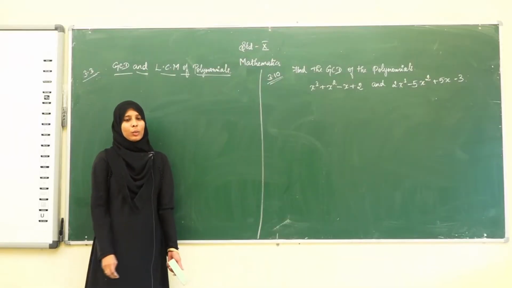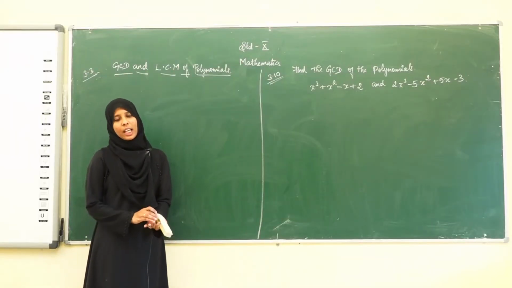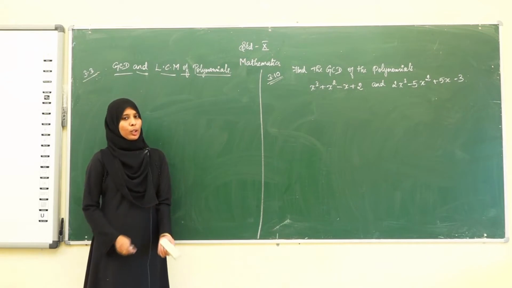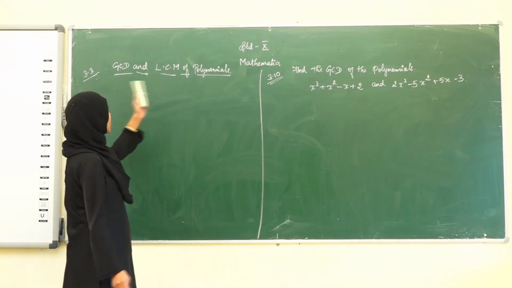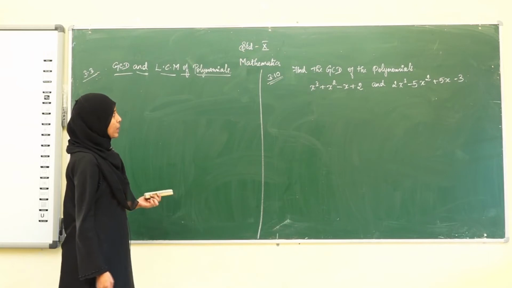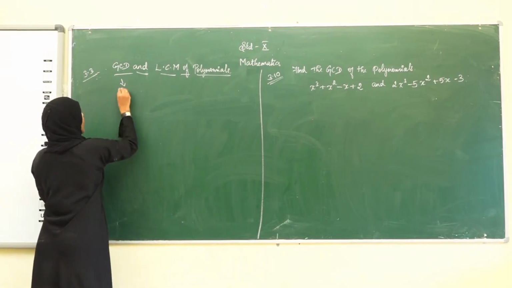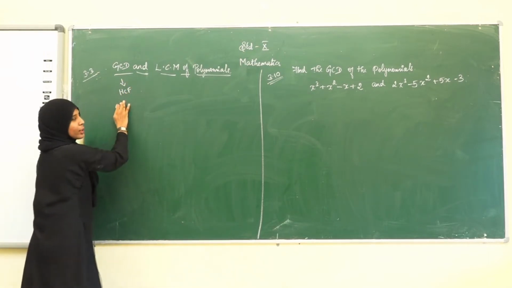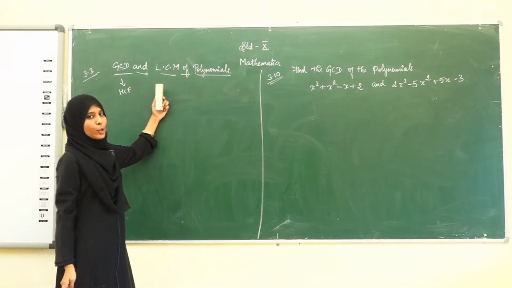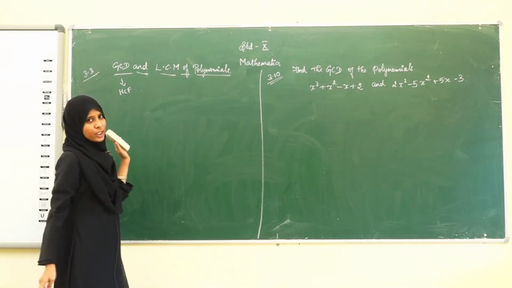Hello everyone, welcome all. Today we are going to see about the LCM and GCD of polynomials. That is GCD and LCM. What is GCD? It is the greatest common divisor, which is also called HCF, that is highest common factor, and this is called the least common multiple. First let's see what is GCD.